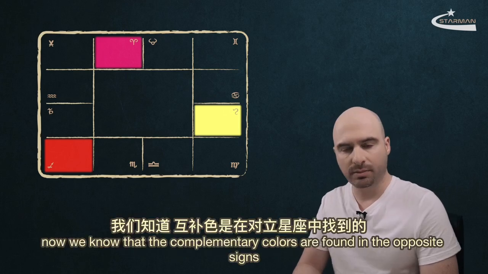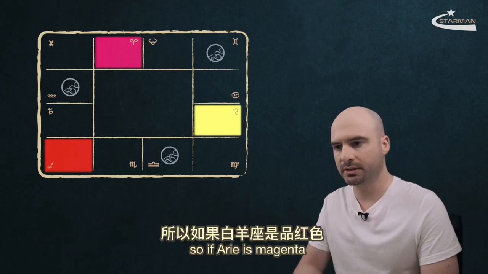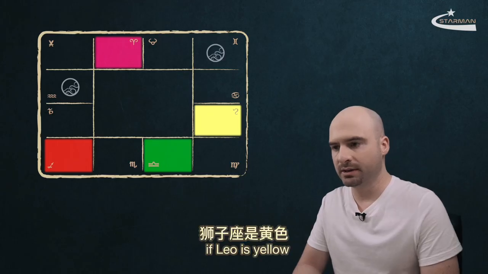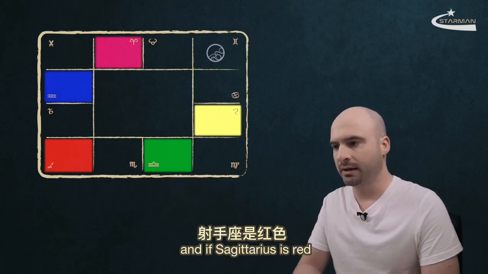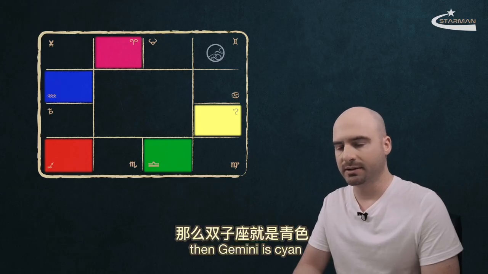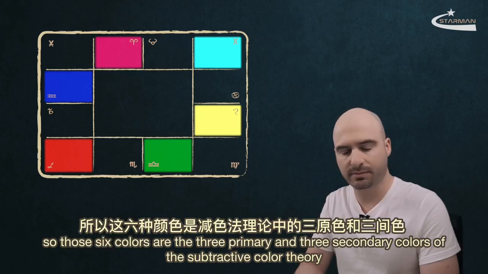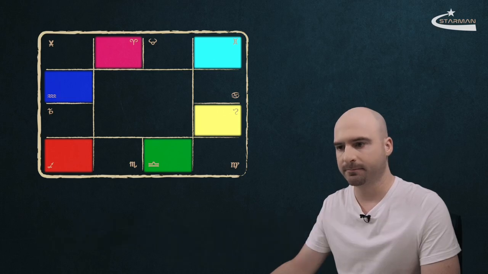Now, we know that the complementary colors are found in the opposite signs. So if Aries is magenta, then Libra is green. If Leo is yellow, then Aquarius is blue. And if Sagittarius is red, then Gemini is cyan. So those six colors are the three primary and three secondary colors of the subtractive color theory.